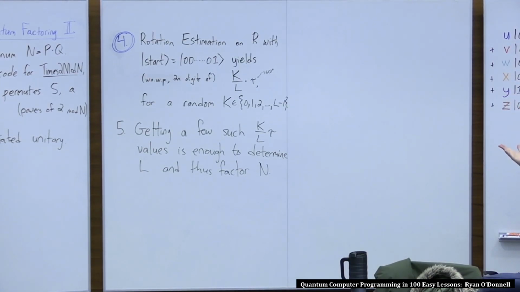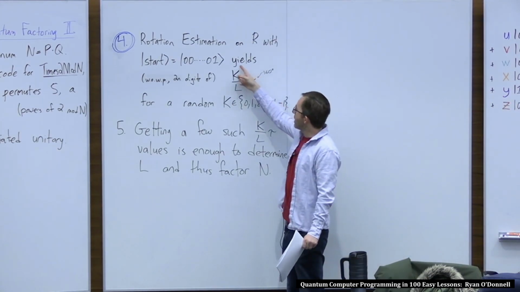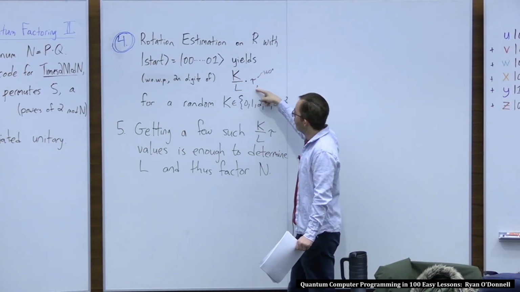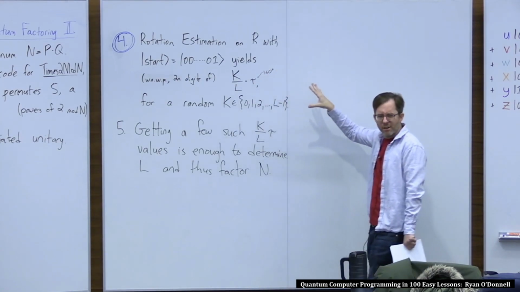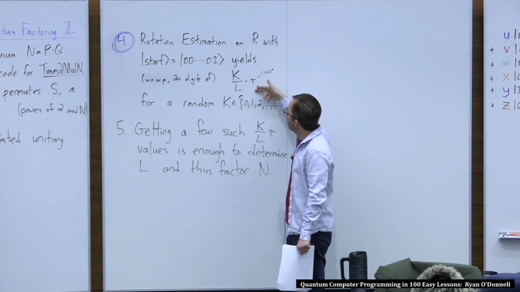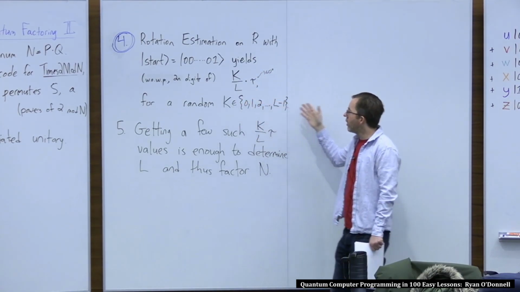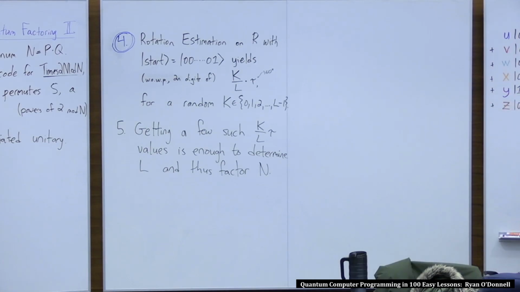You get out a random number. It's a random angle, and it turns out to be a random fraction of tau, where tau is 360 degrees, a whole turn. It's a random fraction of a whole circle with L in the denominator. So it's either 0 over L, 1 over L, 2 over L, 3 over L, up to L minus 1 over L. We called this a clue for what L is.